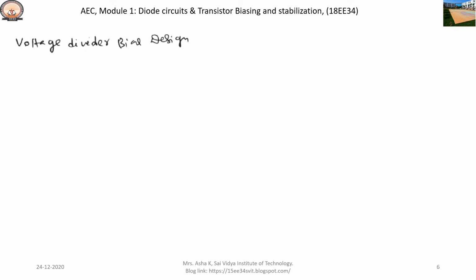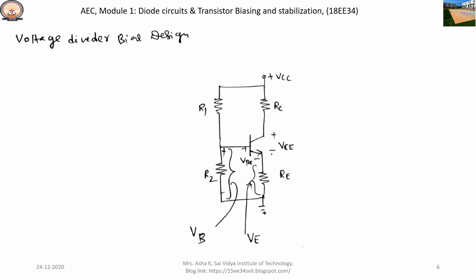Now we'll discuss the voltage divider bias design. Here, consider the voltage divider circuit. It consists of four resistances: R1, R2, RC and RE. So we have to find the resistance values.